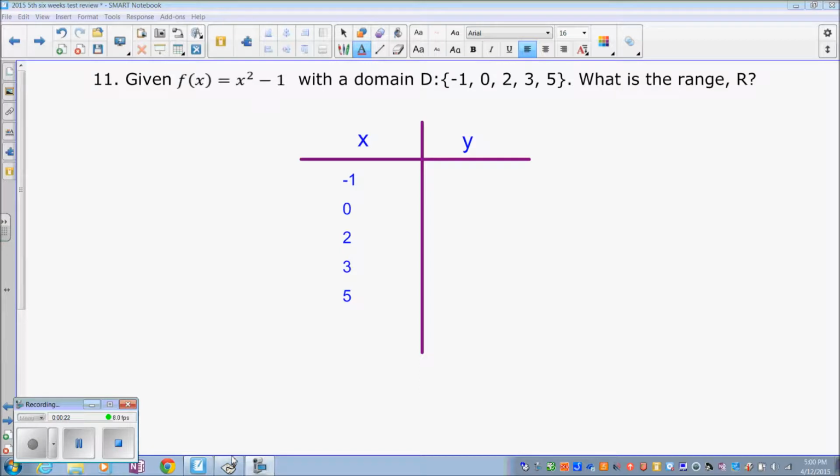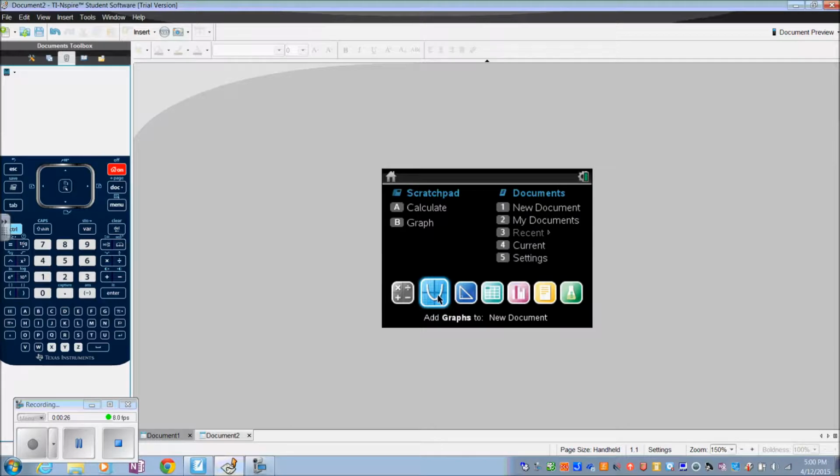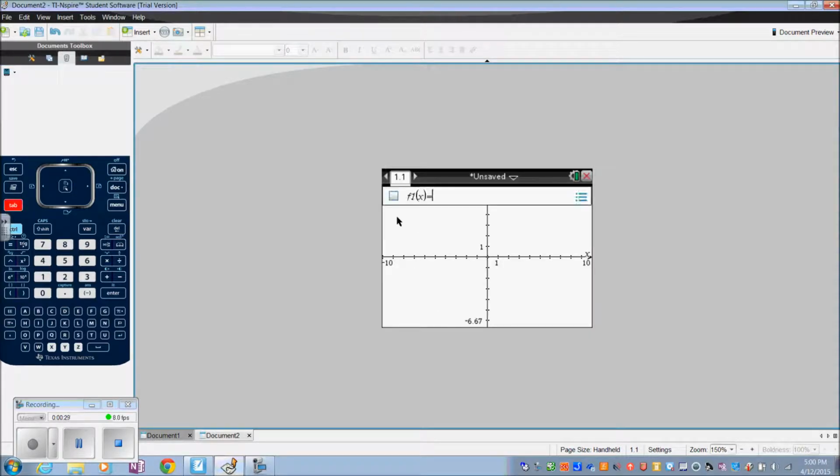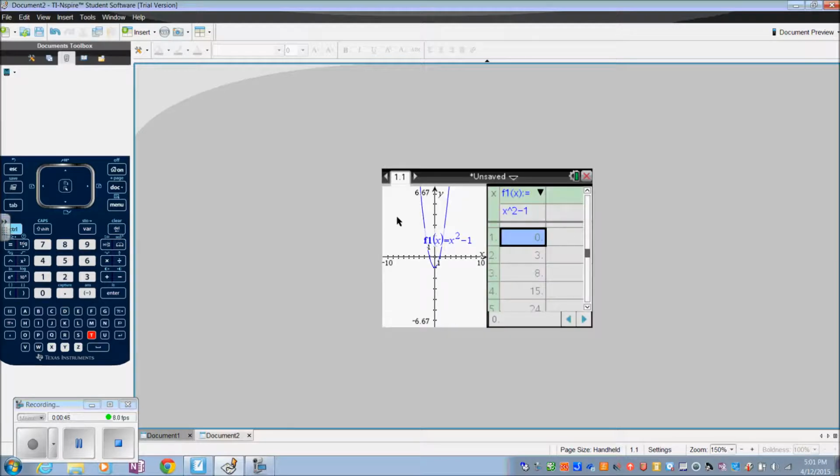And to me, the easiest thing for us to do is go to our graph. We're going to go to our parabola. We're going to hit tab. We're going to type in x squared minus 1. There's our parabola. Now we want to pull up our XY chart. So you're going to hit Control T for table. And we're going to look up those domains.